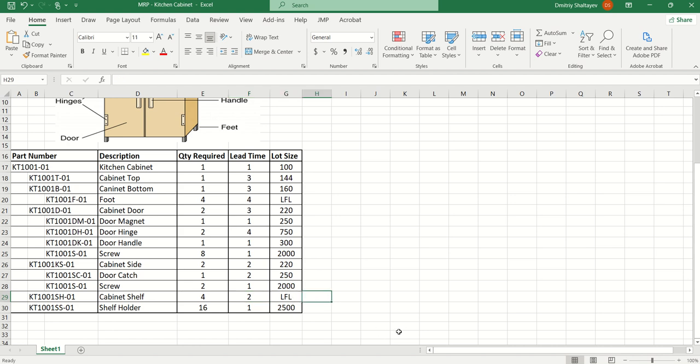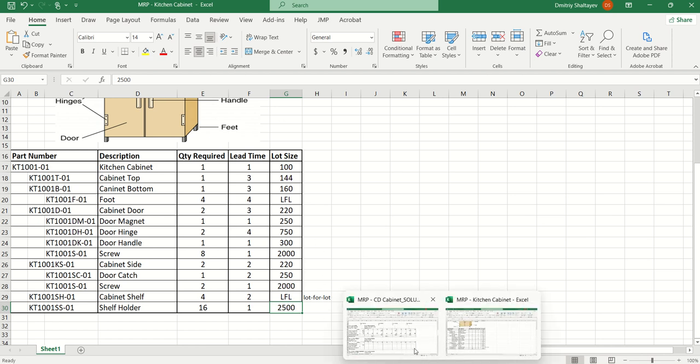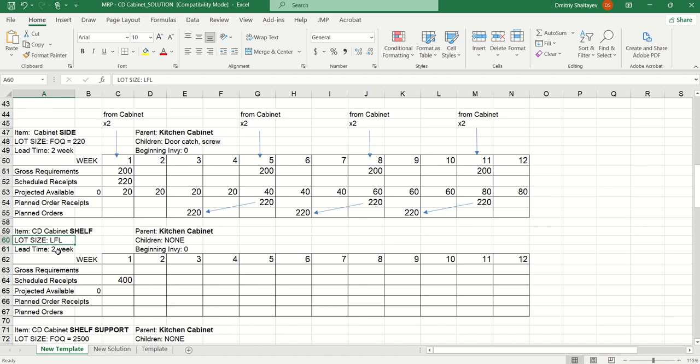What does LFL stand for? Lot for lot, right? Lot for lot basically means that I don't have a standard quantity. I produce what is needed. I need 400, I produce 400. I need 150, I make 150. Okay, there is no fixed ordering quantity. Lot for lot. So 2 weeks LFL, and the shelf holder is 1 week, 2,500 units. Okay, so let's go. LFL 2 weeks. That's right. Okay, cool.